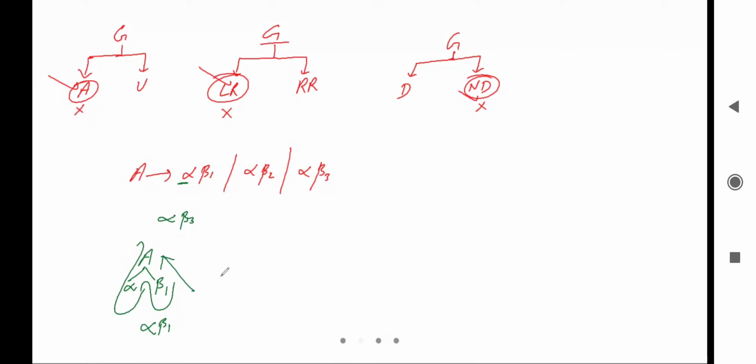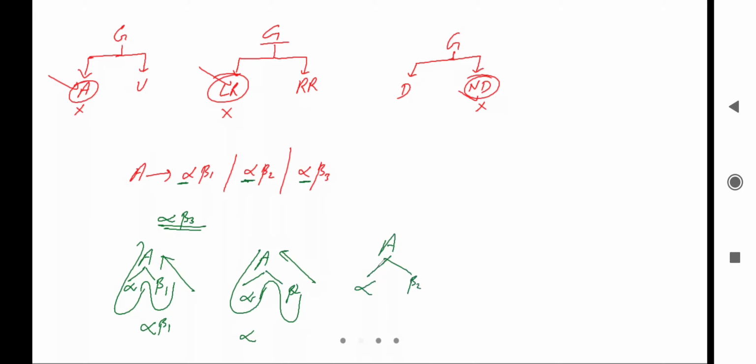Okay, we have to backtrack again. Again we will check the next production, then alpha, then beta 2. It is alpha, then beta 2, right? Again there is a requirement of backtracking because it is not the actual string we are looking for. So backtracking may be required again. Next time, it will be alpha, then beta 3. Then it generates alpha, after that beta 3.